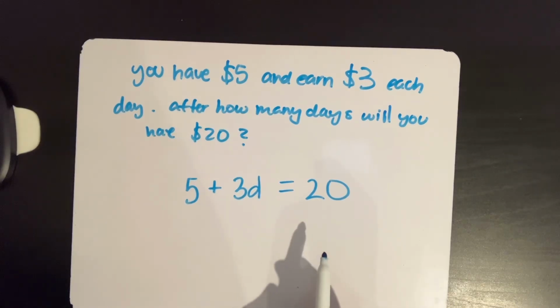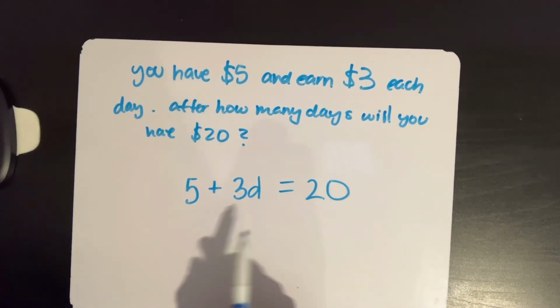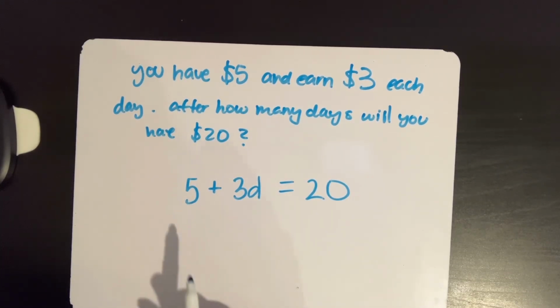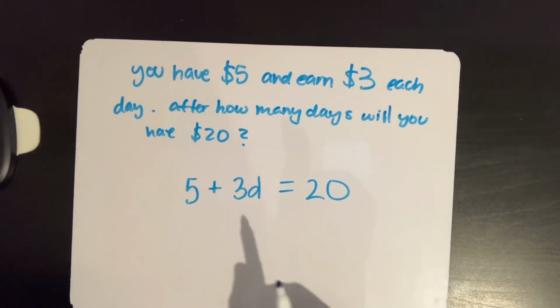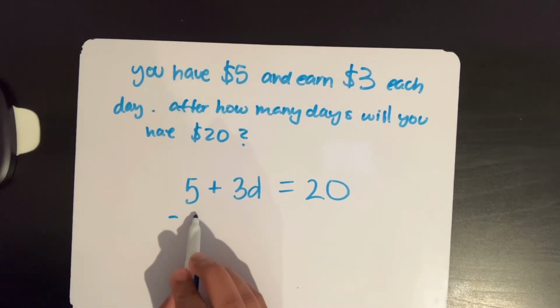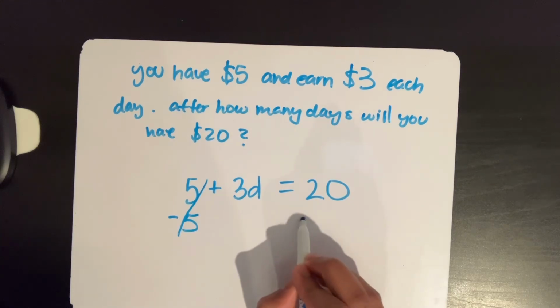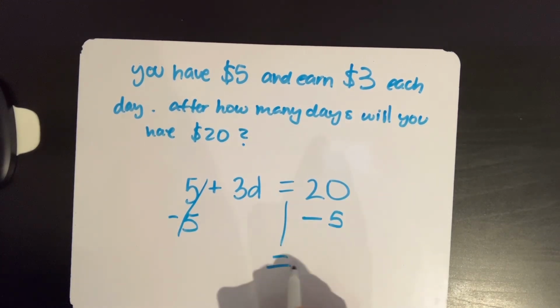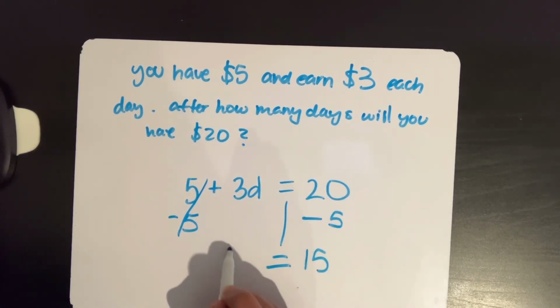Our first step is to subtract 5 from both sides. We know that 5 is a positive number because it doesn't have a negative sign. So subtract 5, cancels out, bring down the equal sign, and we get 15 and 3D.